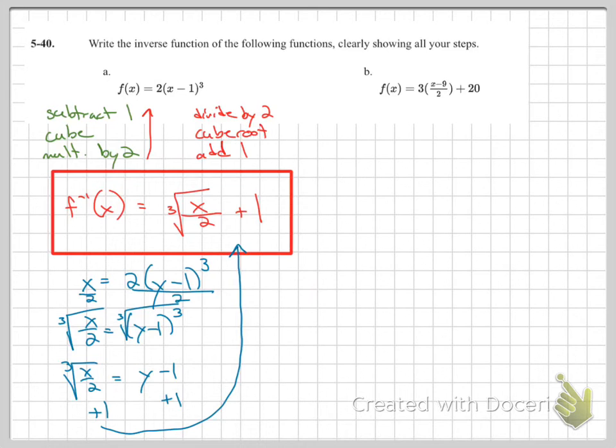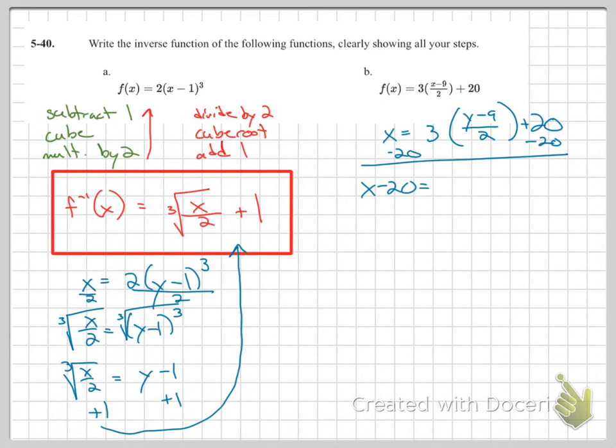I'm going to do that method for this one. X equals 3 times y minus 9 over 2 plus 20. Start getting y alone, minus 20. Divide by 3. Make sure you write the whole thing over 3, and that's a horizontal line, not some slanted line. I don't need these parentheses anymore.